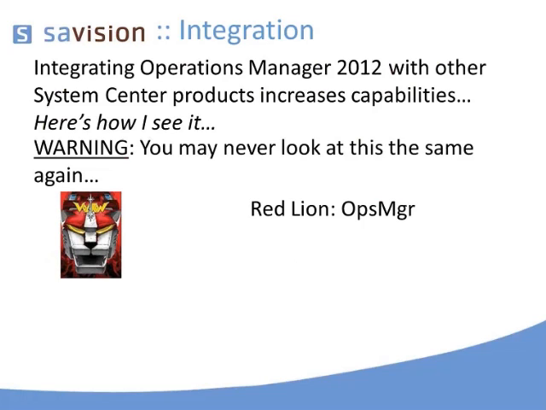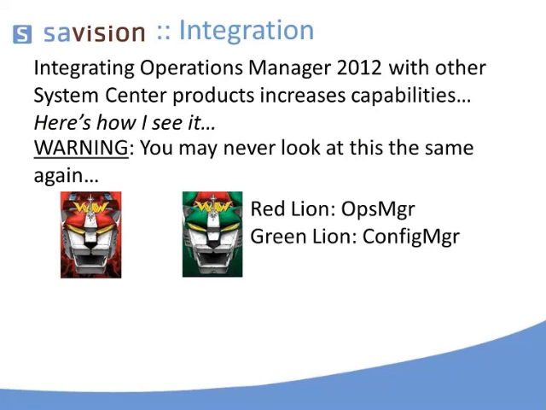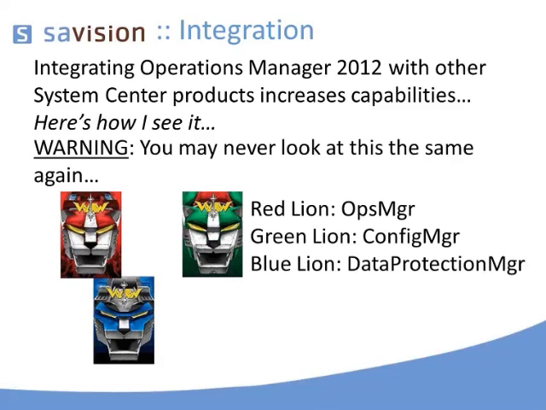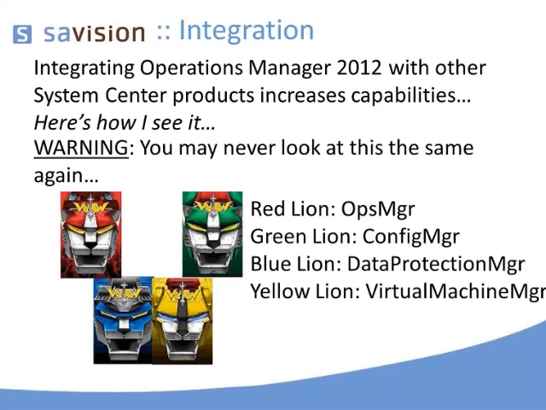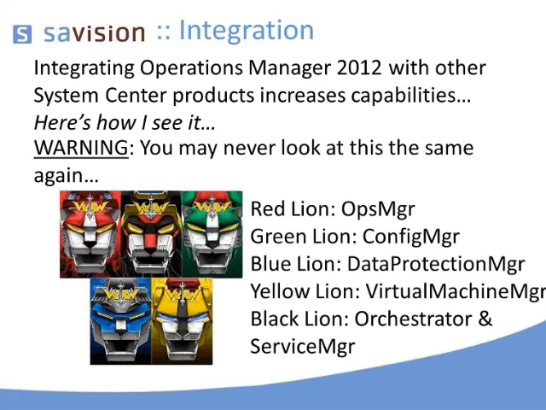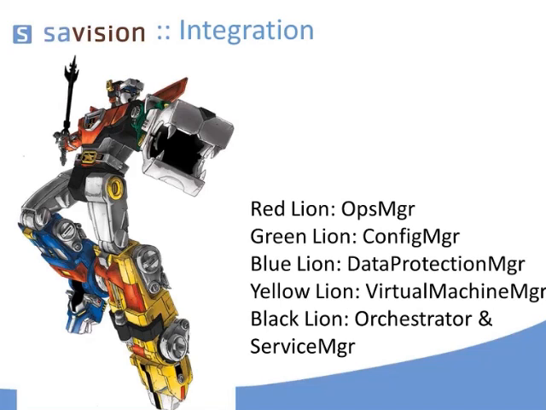Red line, Operations Manager. Green line, Configuration Manager. Blue line, Data Protection Manager. Yellow line, Virtual Machine Manager. Black line, Orchestrator and Service Manager. Put those all together, get Voltron, if you prefer, System Center 2012.